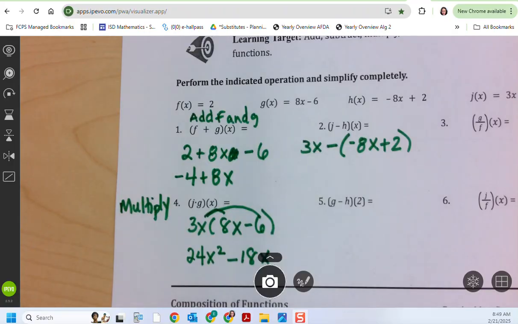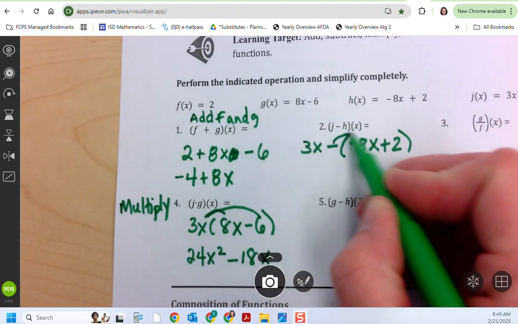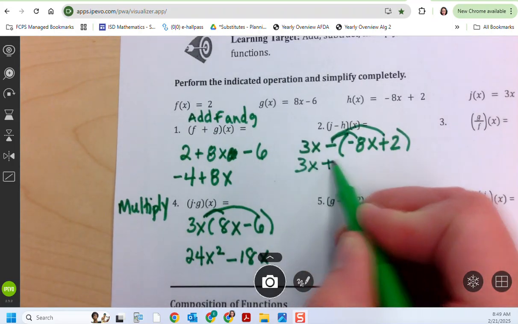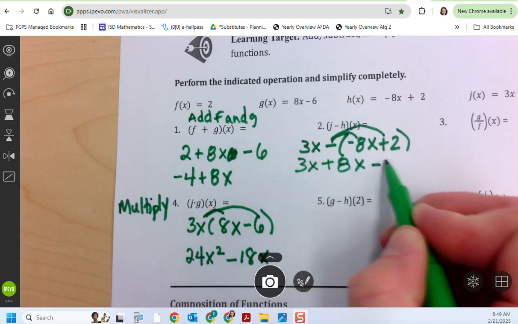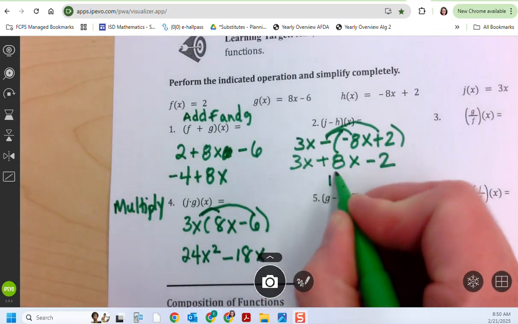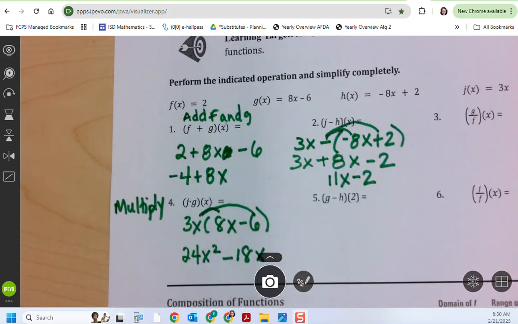And then I look for the one that says h. Now take a look at how you guys set it up, because I know some of you put the minus in there, but you forgot the parentheses. The parentheses are going to let us know to distribute. So this minus goes to both this and to this. So 3x minus negative makes plus 8x, and then minus 2. All right, this makes 11x, and then minus 2. All right, guys, ask questions on that one.